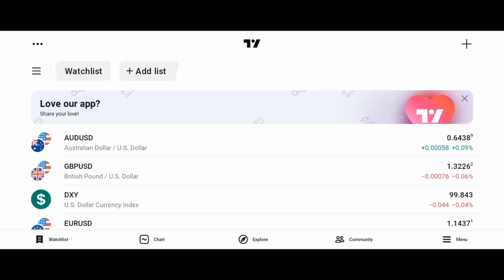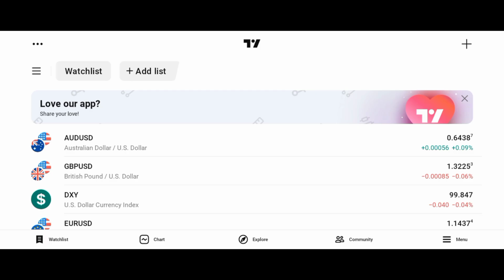DXY. The reason I have DXY here is just because DXY always helps me conclude what the USD is doing, because DXY is like the upside down version of EURUSD, and EURUSD is the upside down version of DXY. So that is that. So I'm going to just show you what has been happening.